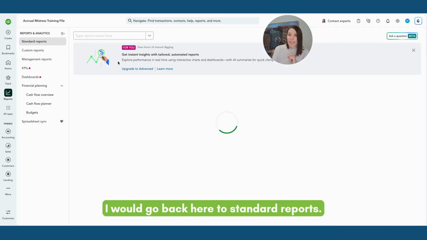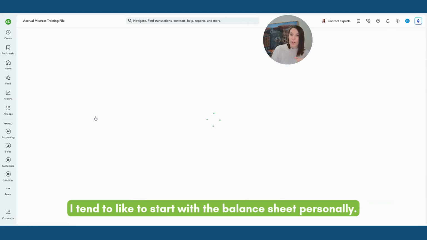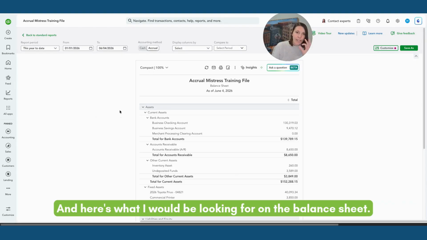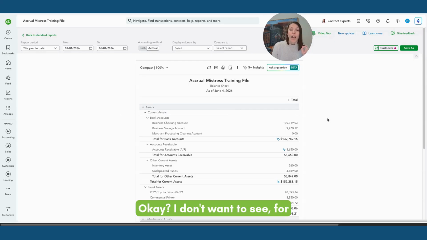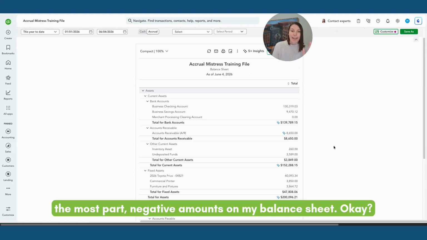I would go back here to standard reports, and then we'll start with the balance sheet. I tend to like to start with the balance sheet personally. Here's what I would be looking for on the balance sheet: I don't want to see, for the most part, negative amounts.